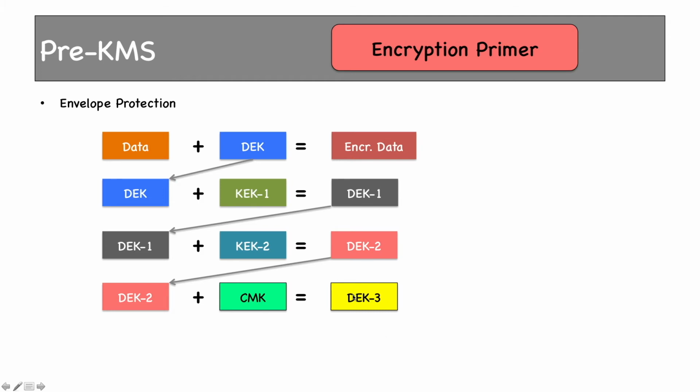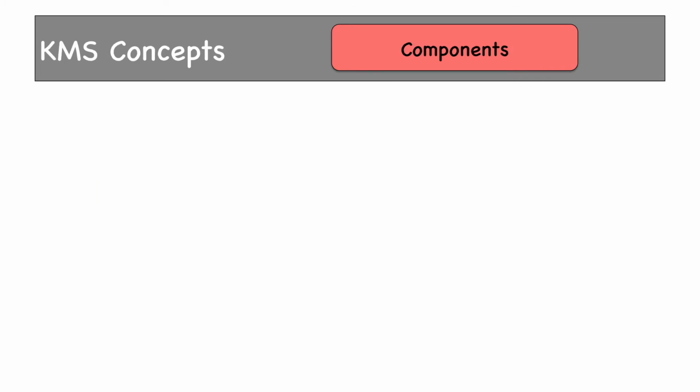That means we'll have to first decrypt this one to get DEK2, then we'll have to decrypt DEK2 to get DEK1, then DEK, and then we'll have to use this DEK with encrypted data to get our unencrypted data. KMS is used to store CMK. Few KMS concepts and terminologies.